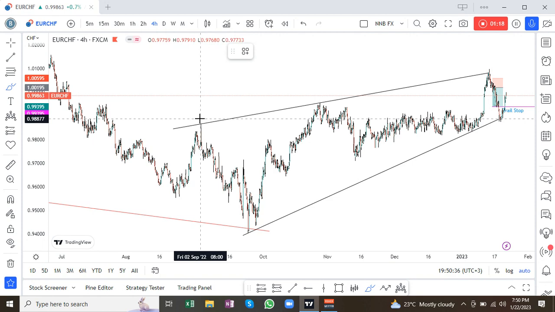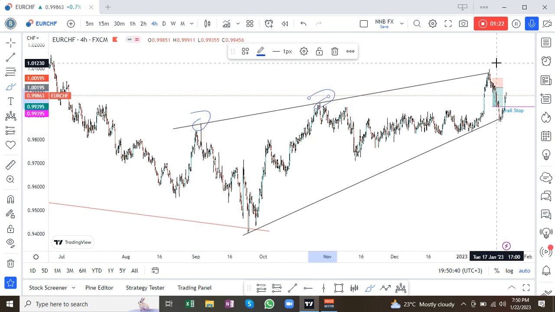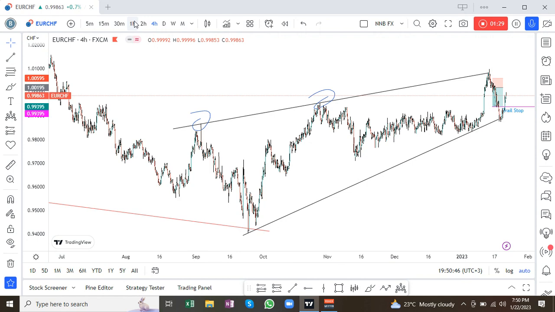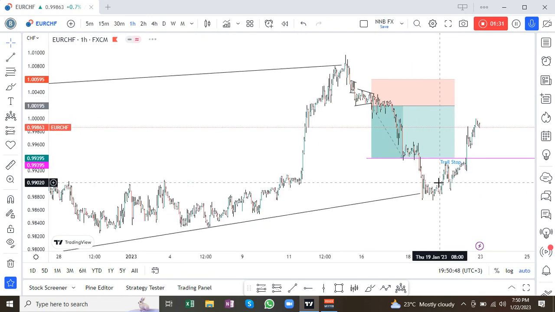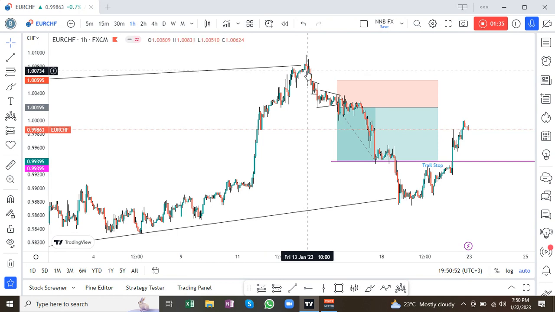As you can see, it touched this structure one time, two times, and it was heading to the third touch up here. So on that touch, that's where I entered from. It got to that touch correctly. This was last week on Friday. I didn't take the trade.